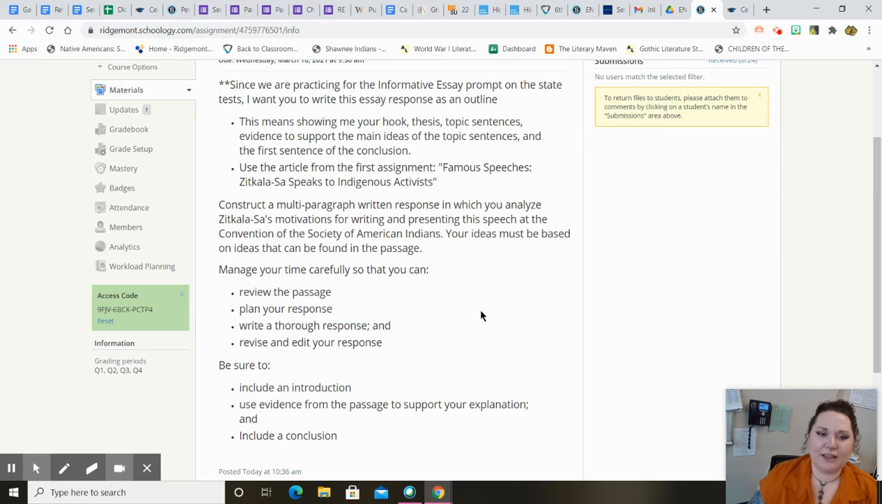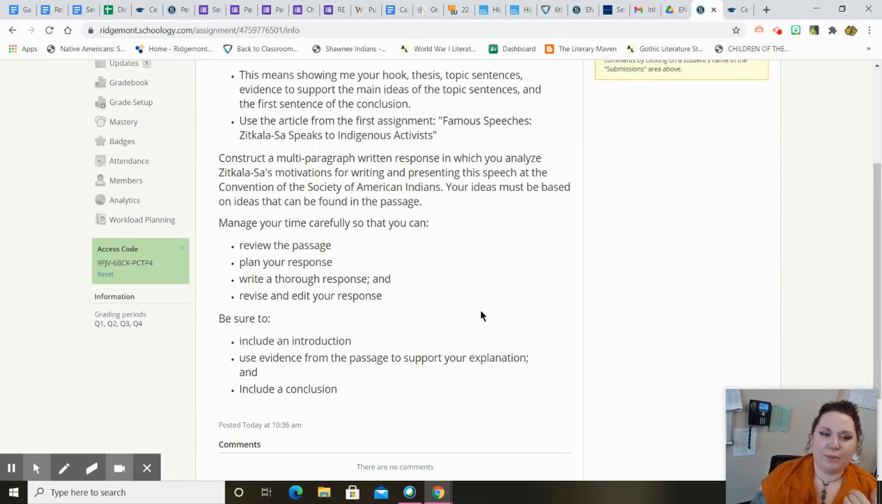It says your ideas must be based on ideas that can be found in the passage. You want to manage your time carefully so you can review the passage, plan your response, write a thorough response, and revise and edit your response. They do grade you on grammar. Many of you in your writing never capitalize anything, and you know that you should. They're going to deduct points on this. You have to revise your writing.